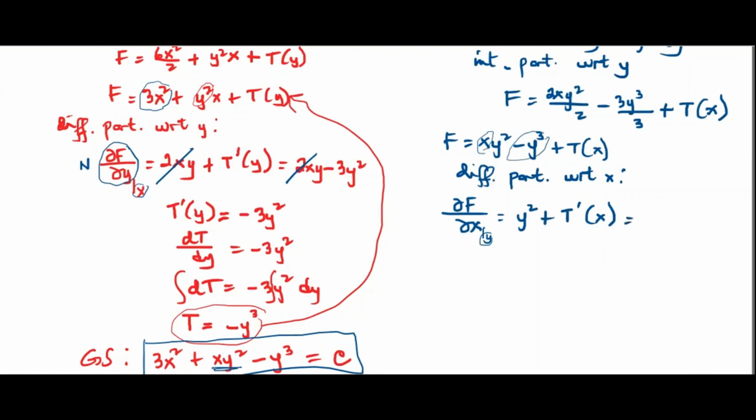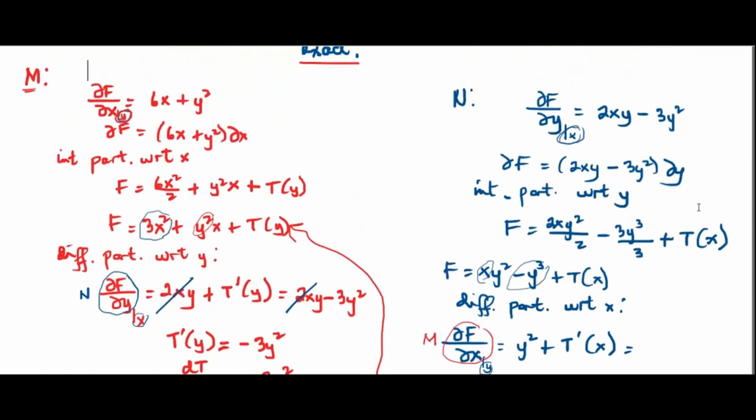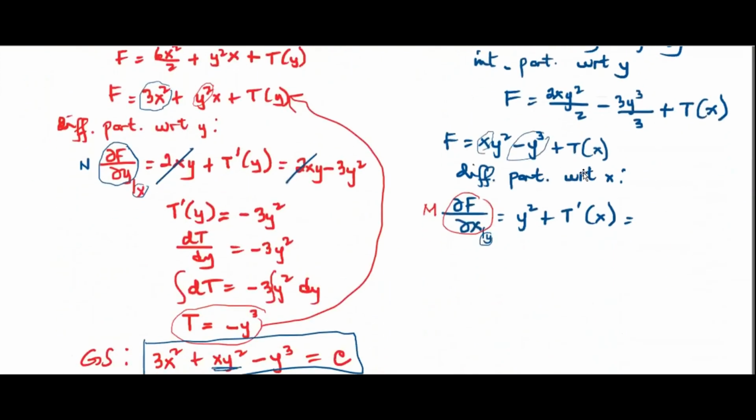Pero ang sabi natin, yung partial of f with respect to x, yan yung m daw natin. Okay? And what is your m? Ang m natin is equal to 6x plus y squared. And you would notice that y squared cancels. And you are left with t prime of x, and that is equal to 6x.